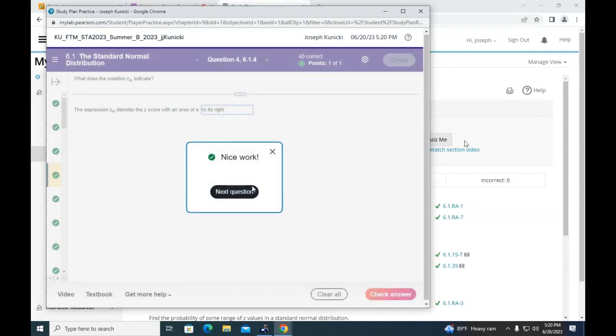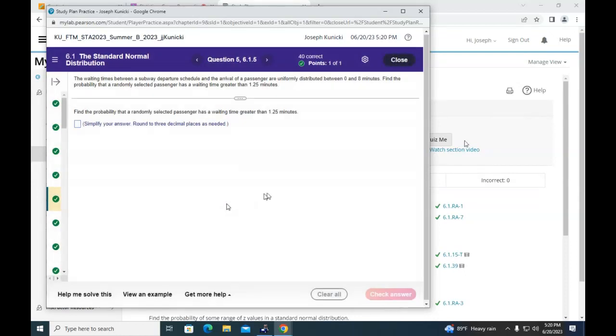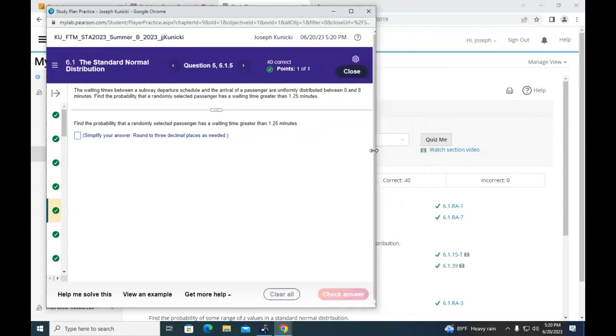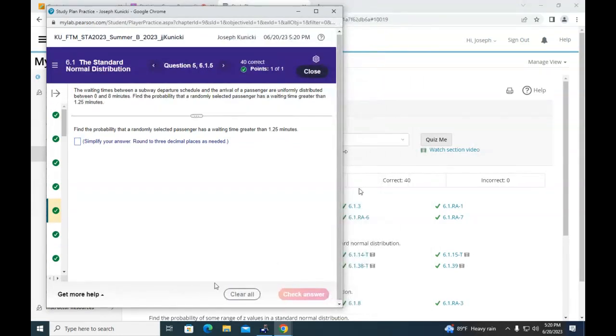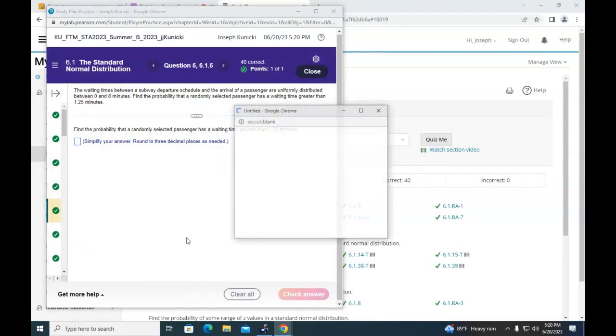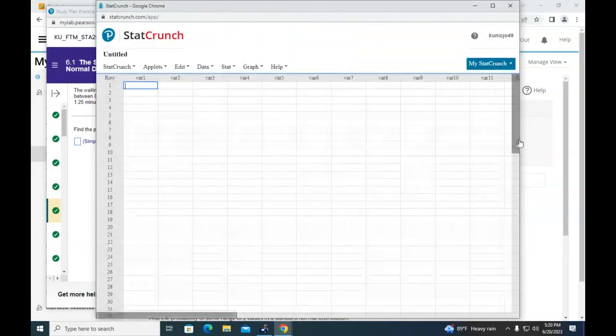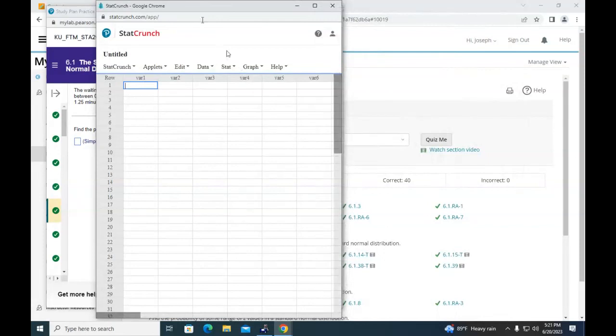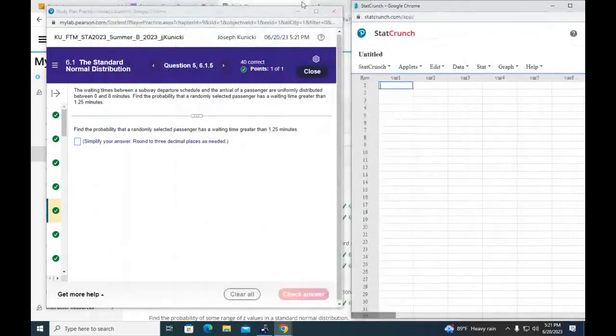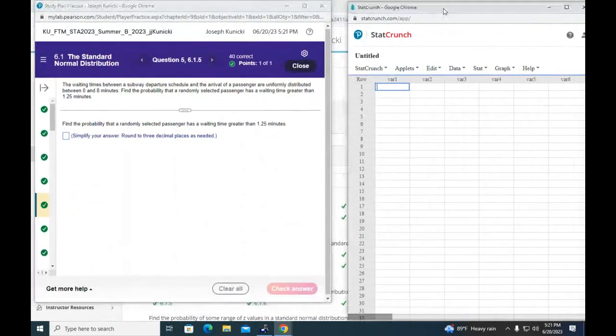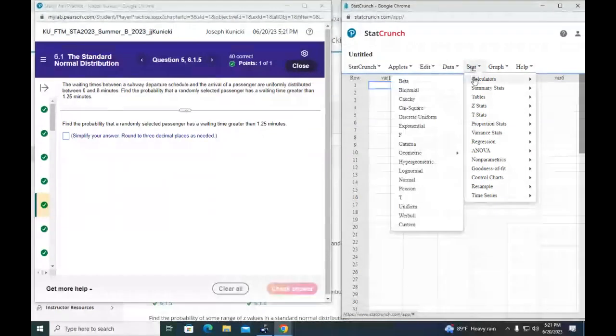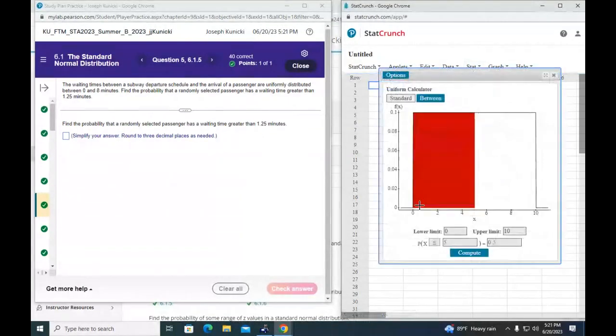We're going to have icons. Okay, but first we've got to do the uniform and get it out of the way. Just a couple of questions. Now there is a uniform calculator. We can use it. It's real easy. We might as well. So I'll open up StatCrunch. And if you look under stat calculators, you've got the uniform.